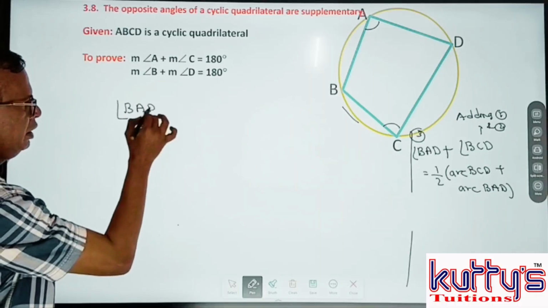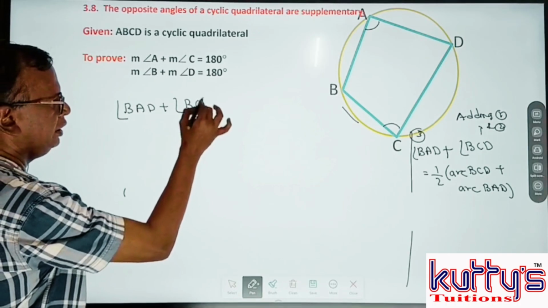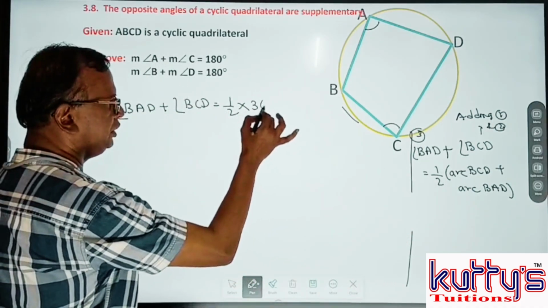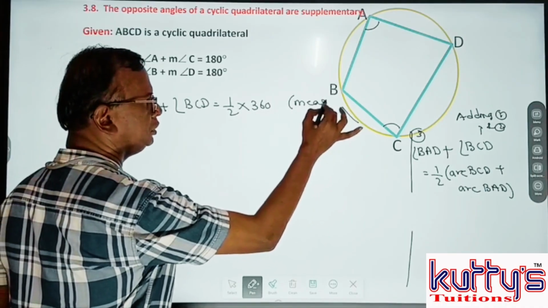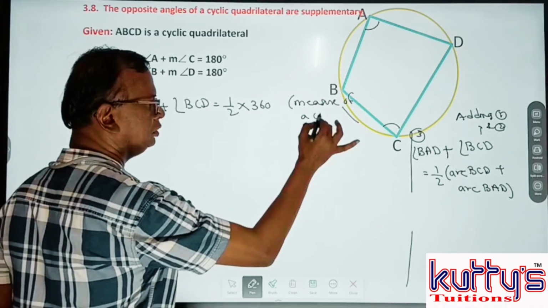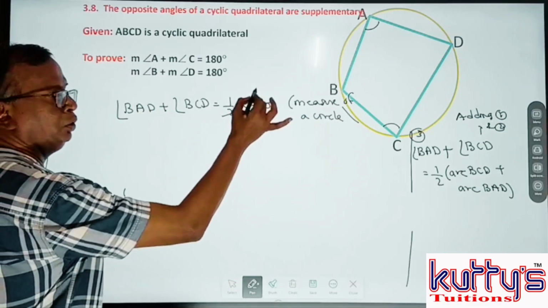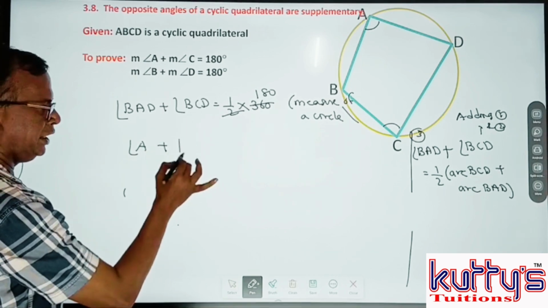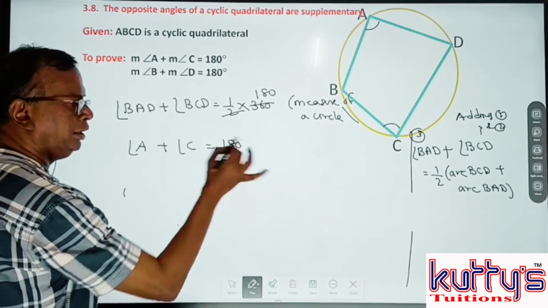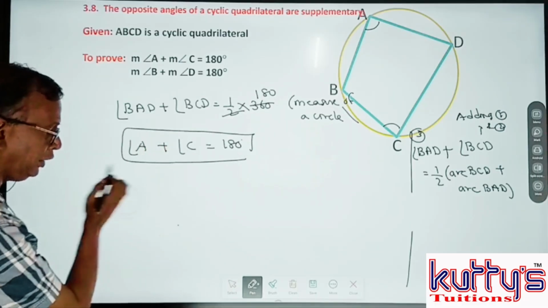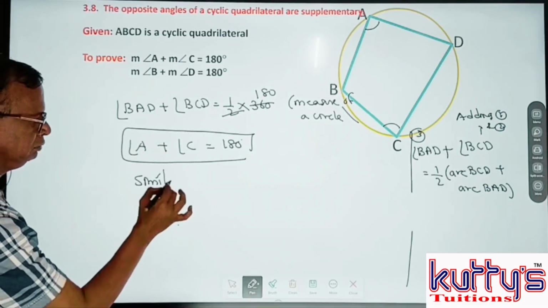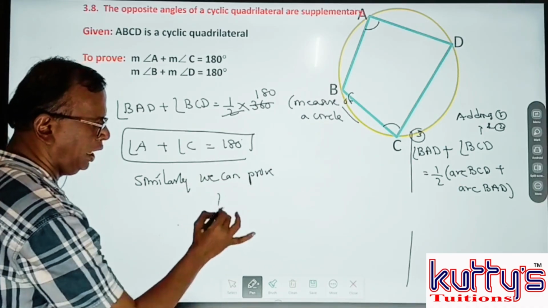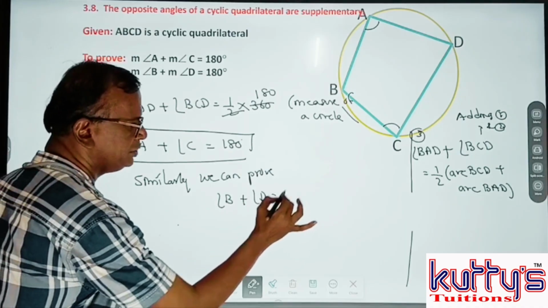Angle BAD plus angle BCD is equal to half into, this forms a circle, so it is what? 360. You have to write the reason: measure of a circle. Two ones are two, 180. So BAD we can write angle A and BCD we can write angle C is equal to what? 180. Therefore, we also have to write similarly. We can prove angle B plus angle D is equal to 180.